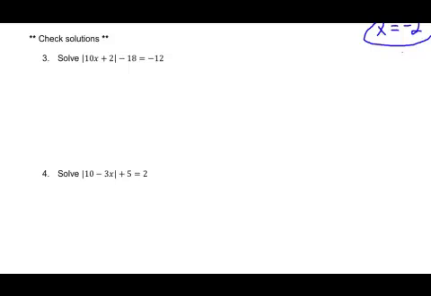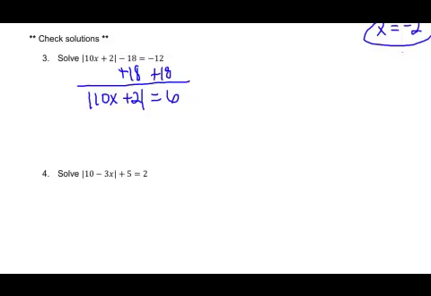Example 3, we're solving the absolute value of 10x plus 2 minus 18 equals negative 12. So the first thing we need to do is get rid of anything that is around the absolute value. So the first thing you want to do is add 18 to both sides. That gets us the absolute value of 10x plus 2 is equal to 6.